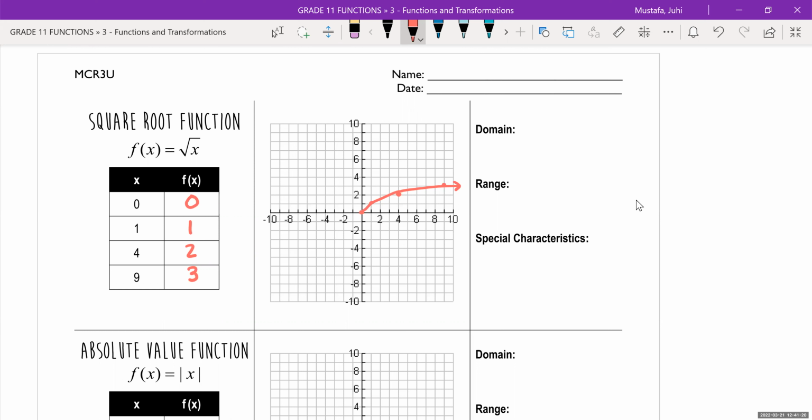And then make sure you always label your graph. It doesn't matter where you label it. And I always just go back to the original. So in this case, it's f of x is equal to square root x.